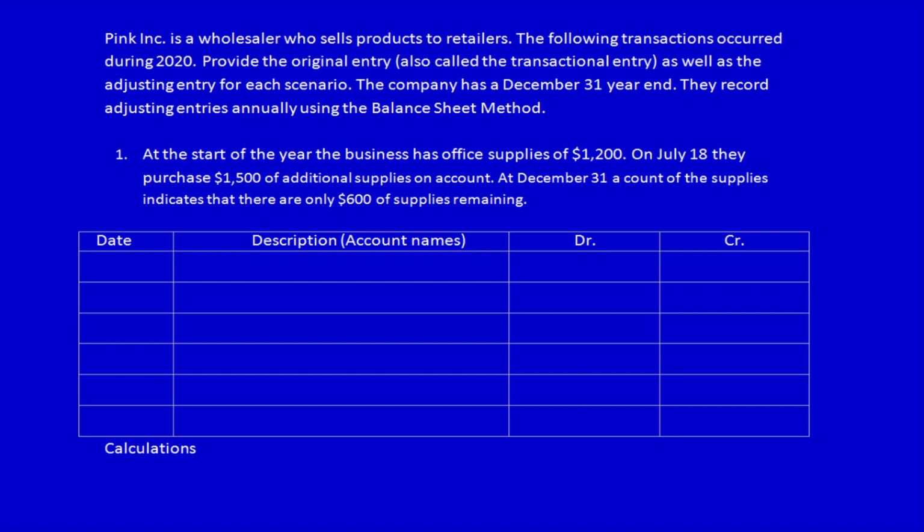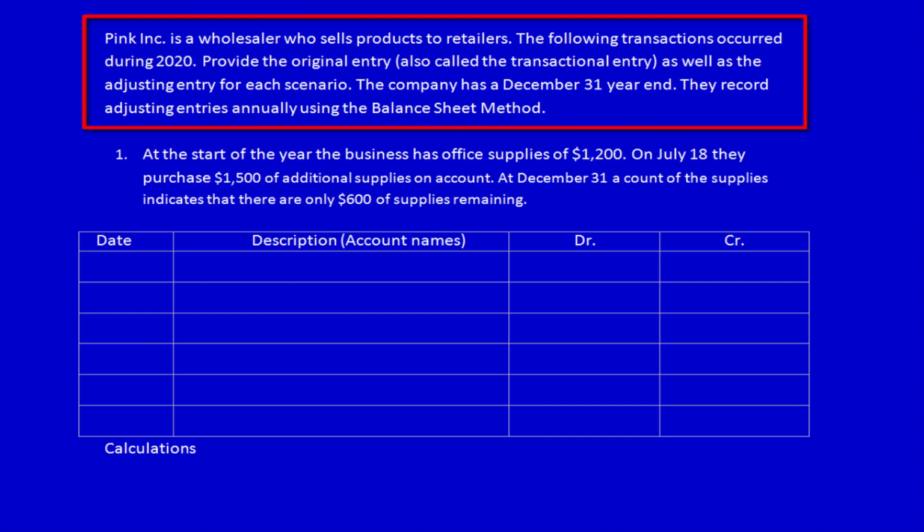As always, when we have a question, we're going to start by reading the whole question. Pink Ink is a wholesaler who sells products to retailers. The following transactions occurred during 2020. Provide the original entry, also called the transactional entry, which is an exchange between two parties, as well as the adjusting entry for each scenario.